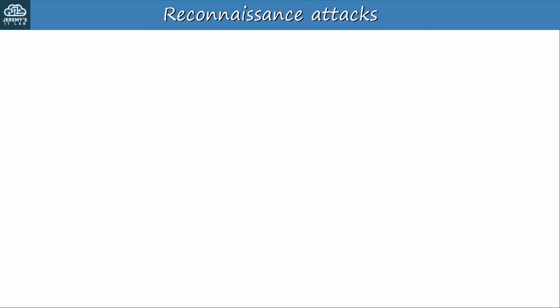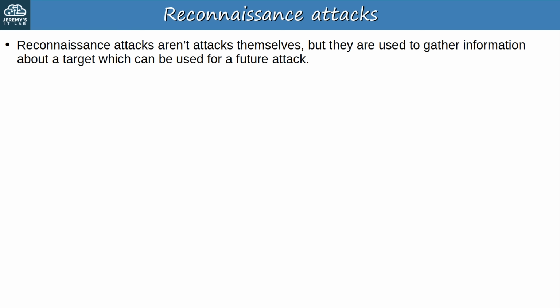Next, let's look at reconnaissance attacks. These attacks aren't attacks themselves, but they are used to gather information about a target, which can be used for a future attack. This is often publicly available information, which is why it's not really an attack itself. The information isn't actually confidential.